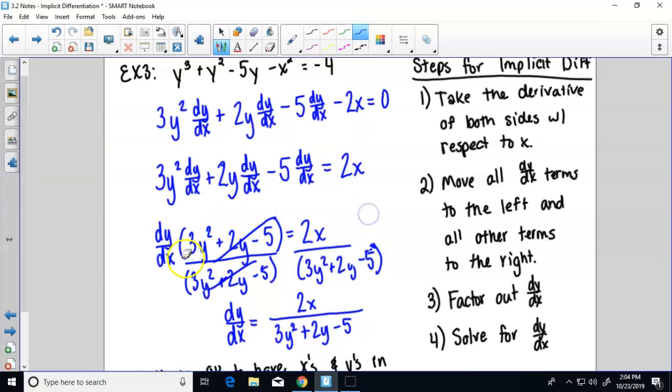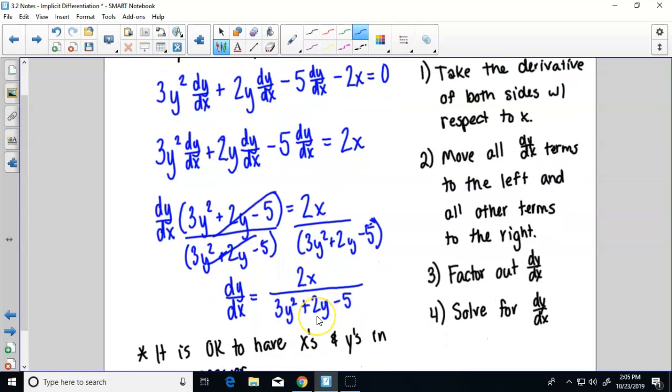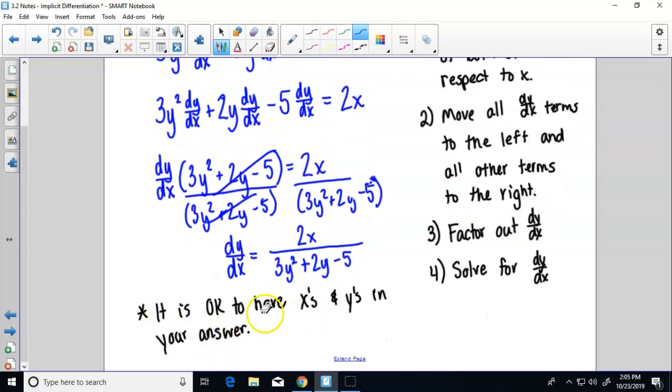A lot of times for implicit differentiation, your answer still has a y in it on that side, which is a little bit different. So that means you'll have to know the y for this. And so here, it's okay to have x's and y's in your answer. In fact, most of the time you will have x's and y's in your answer. Okay, questions?